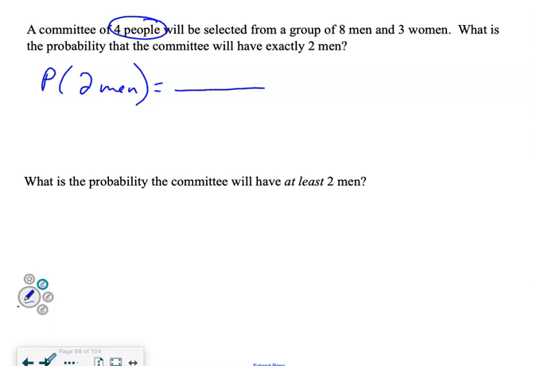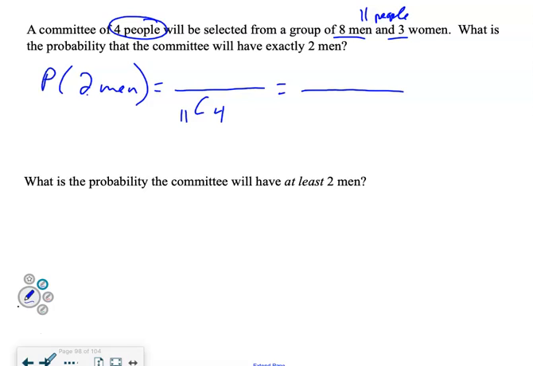I want 4 people. If I add these 2 together over here, I have 11 people. So there are 11 people available. I want to choose 4 of them. Once you realize what you've got to do there, that should be the easy number to figure out. But a lot of times we forget how to get that total.